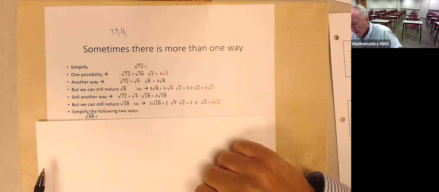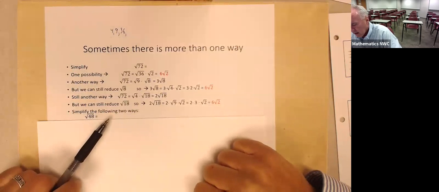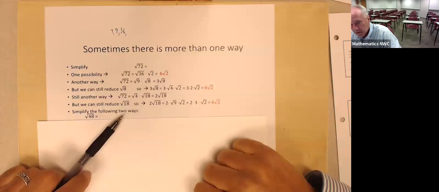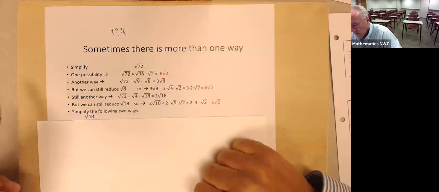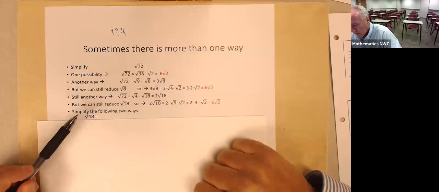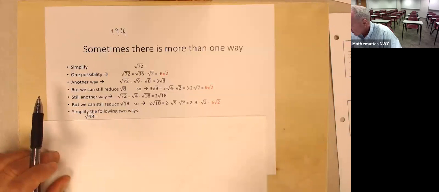I would like you right now to try and do it 2 different ways. 48 does have more than one possibility. I'm going to give you some time. Try to do it once 2 different ways.